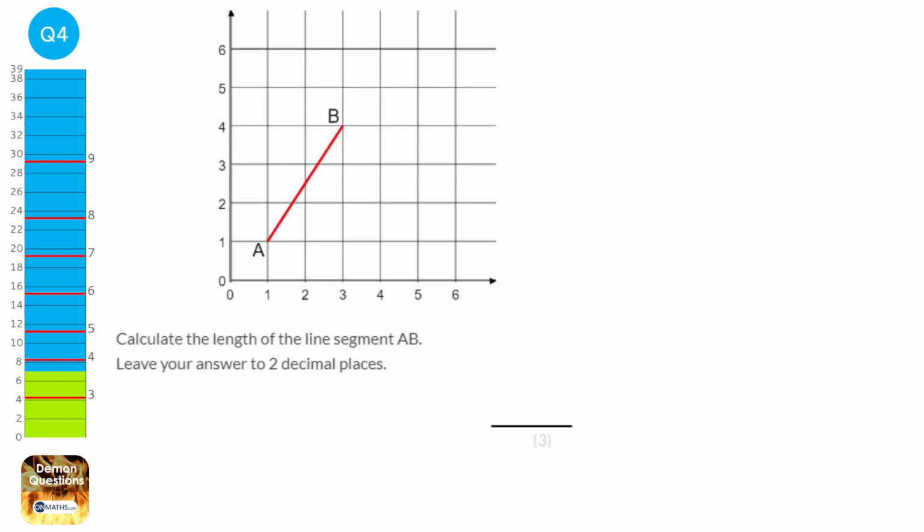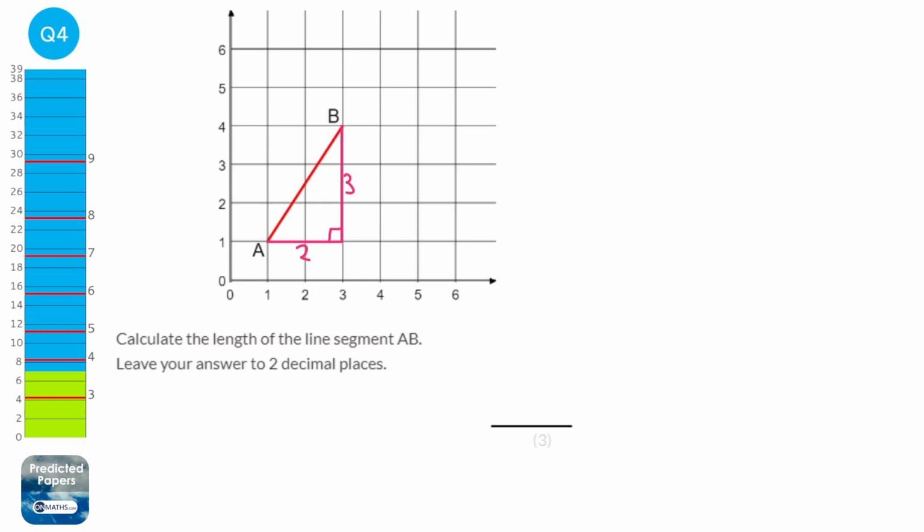So here we can just draw in 2 extra lines, and we can see that it makes a right-angled triangle. And we're asked to find the length of the line segment AB. So we're asked to find what this length here is going to be. And we know what the other lengths are. We know that this is 2 and this is 3. So we're going to be using Pythagoras.